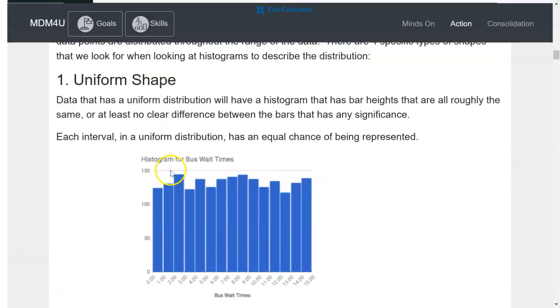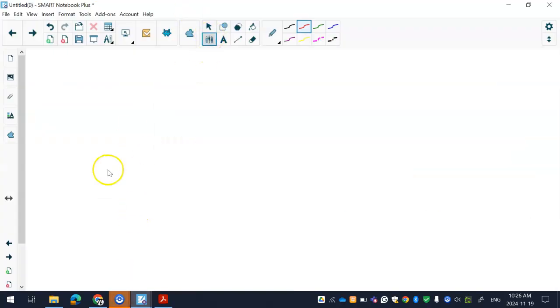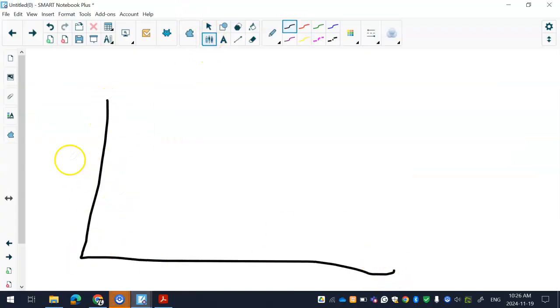So when you have a histogram like this, when the bars are about the same size, we call this uniform distribution. A lot of the most basic one that I use for this is if I was to look at the theoretical probability of rolling a 1, a 2, a 3, a 4, a 5, or a 6 with one die. So they each have a 1 in 6 chance of occurring.